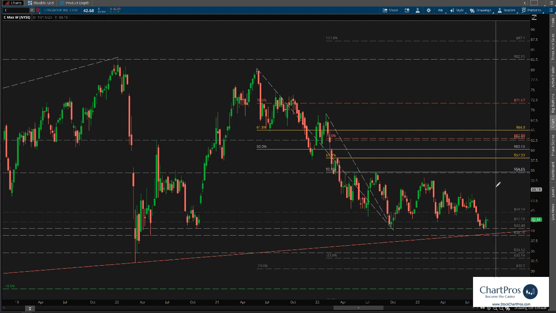And so if price were to decide it wants to go back up to the upside, a potential target could be the 55 area. If price wants to continue falling, 38.76 is a potential level of interest, because it would actually tag this trend line as well too.